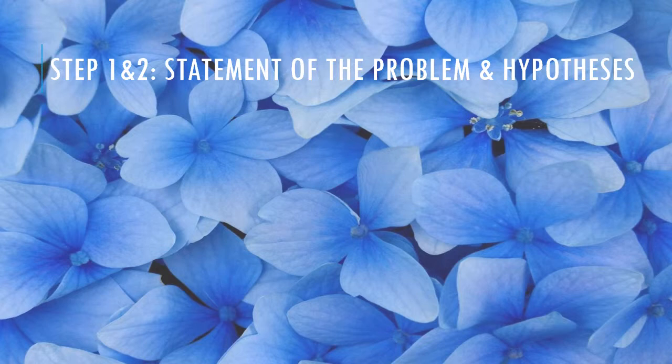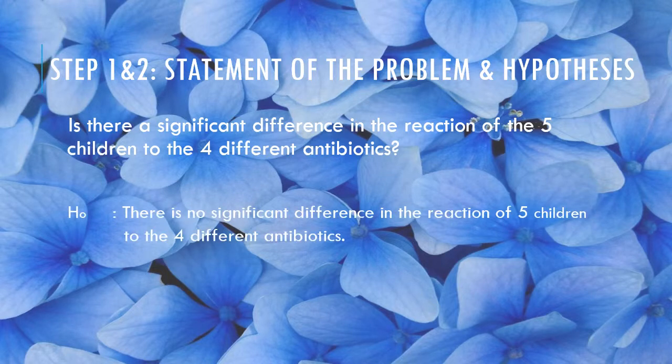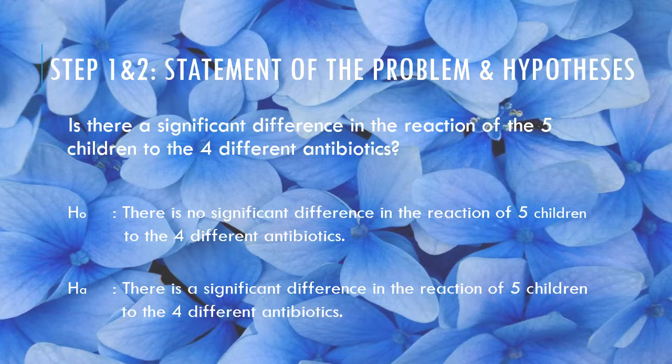Applying now the steps in hypothesis testing, for our statement of the problem we have: is there a significant difference in the reaction of the 5 children to the 4 different antibiotics? With this problem, we have come up with 2 hypotheses. Our null hypothesis is there is no significant difference in the reaction of 5 children to the 4 different antibiotics. The second one, which is our alternative hypothesis, is there is a significant difference in the reaction of 5 children to the 4 different antibiotics.